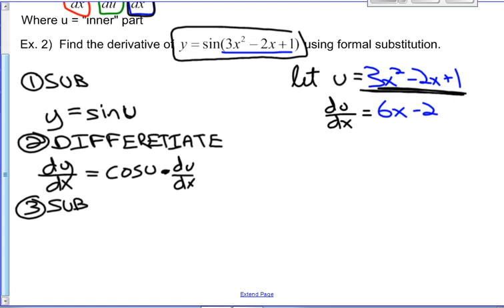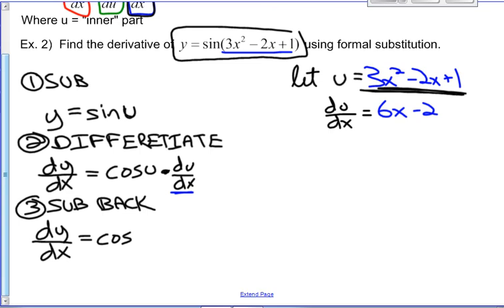Step 3 would be to sub back. So notice the differentiation was really easy. Sine u became cos u. You just needed this du by dx on the end. And when we say sub back, we mean rewrite it in terms of x.